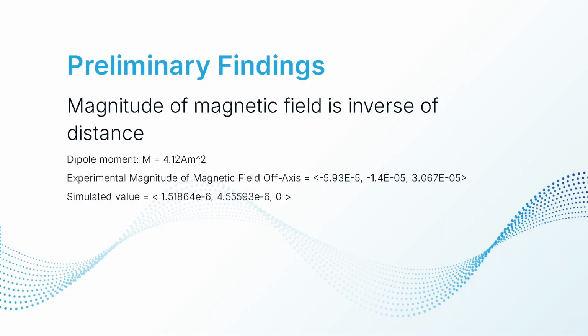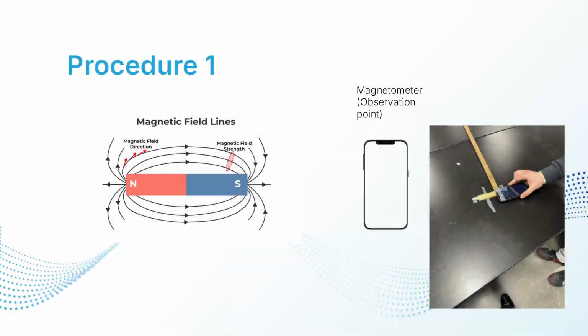Some preliminary findings we got are that the magnitude of the magnetic field is inversely related to distance. Basically, the further you get from the source, the lower the field is, and the closer you get to the source, the bigger the field is. The dipole moment is right there, the experimental magnitude or experimental vector is right there, and the simulated one is on the bottom.